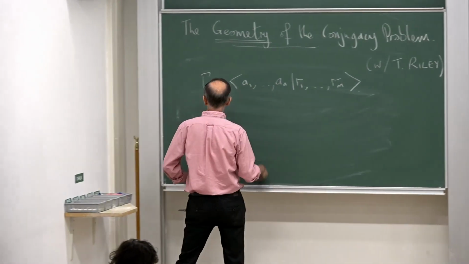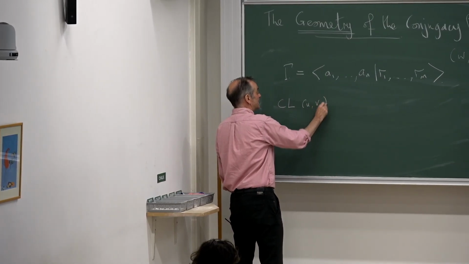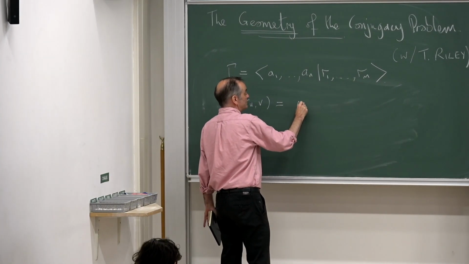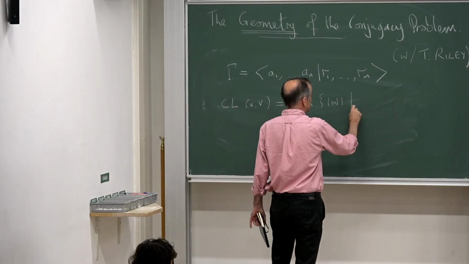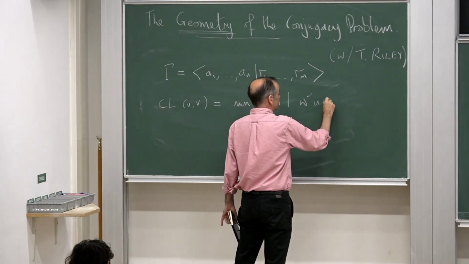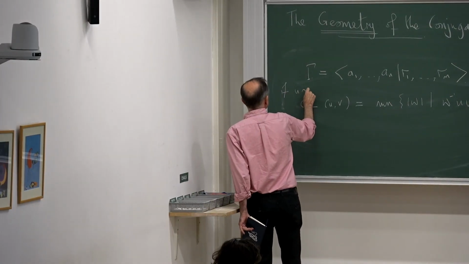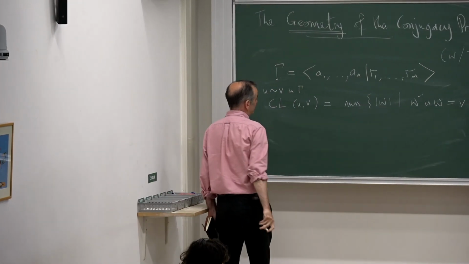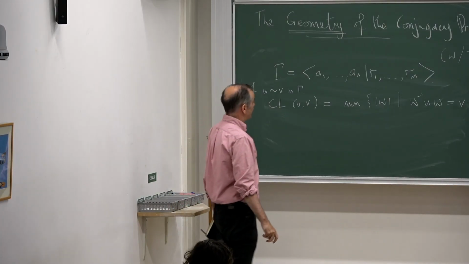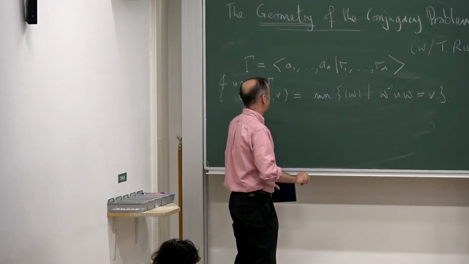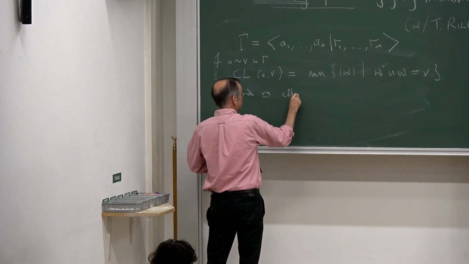Well, I'm going to do finitely presented groups. The conjugator length of two elements is, you want to minimize, I hope I got my mins and maxes right over there, the length of words W so that W inverse U W equals V. So that's if two words are conjugate in gamma. Now, I'm saying words, but it's really just elements, so it really doesn't matter. Unlike the word problem, words versus elements doesn't really matter.